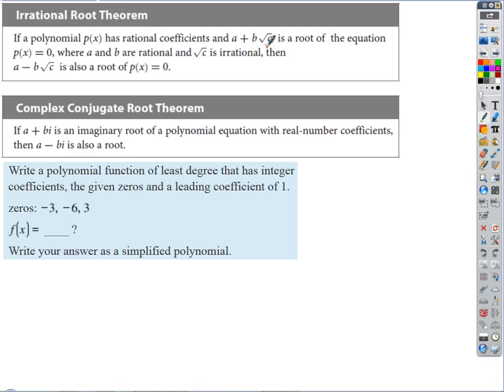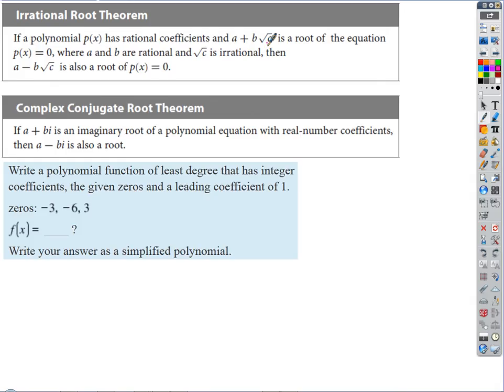Kind of cool. Now it only works if it has rational coefficients, and that's the only way it works. If it had square root coefficients or something, then that wouldn't have to be the case. But if it has rational coefficients, then guaranteed, all irrational numbers with square roots in them have to come in conjugate pairs also. Okay, so what's that mean?